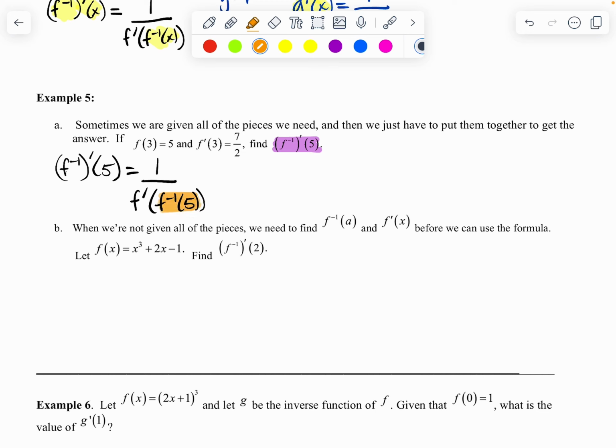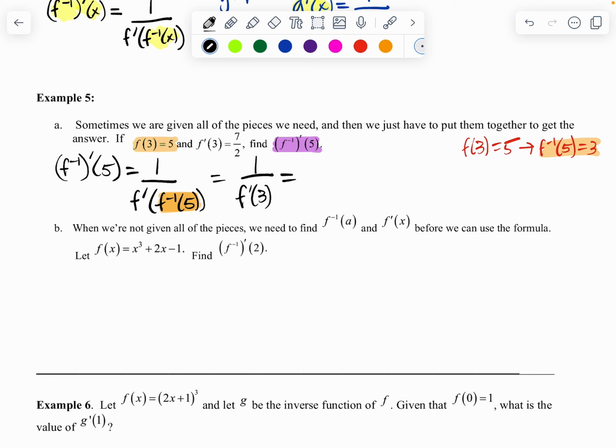Well, they didn't give it to us exactly, but they almost did. What they did do is they tell us that f of 3 equals 5. So over here on the side, we know that f of 3 is 5, which means f inverse of 5 must be 3. So they actually did give us f inverse of 5. It equals 3. So we can replace that f inverse of 5 with a 3.